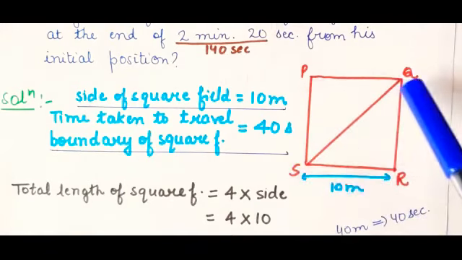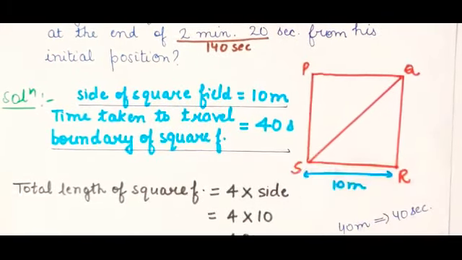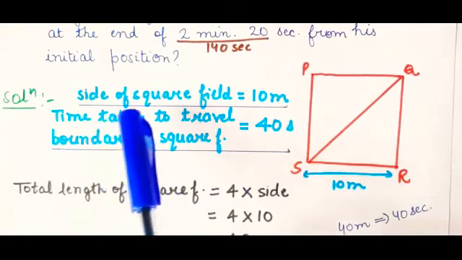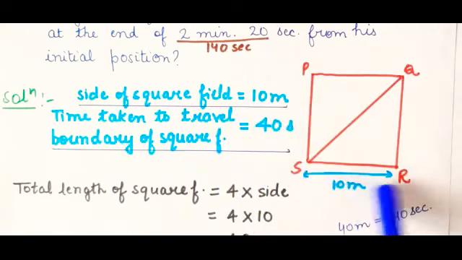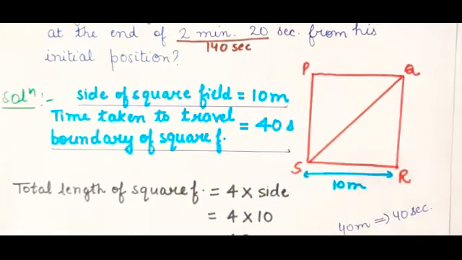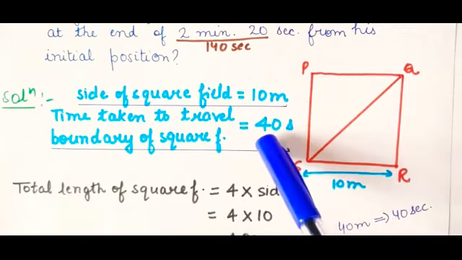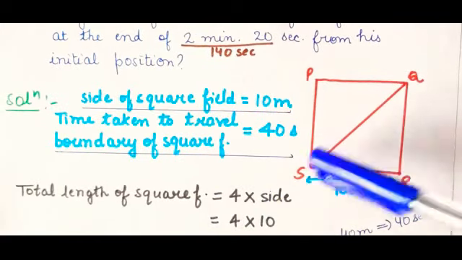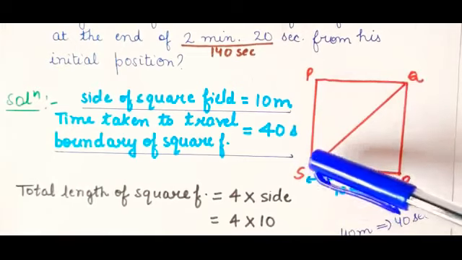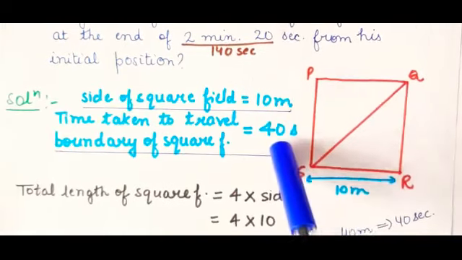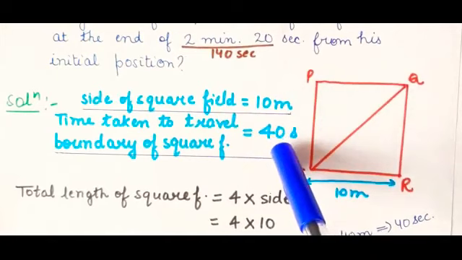So I have drawn a square PQRS. Now the side of the square is given in the question as 10 meter. So I have drawn this 10 meter. Now the question is saying that the time taken to travel the boundary of the square field is 40 seconds. Means to travel this complete boundary of the square field, he is taking 40 seconds. So these two things are given in the question.